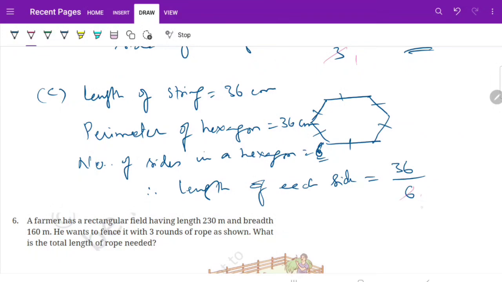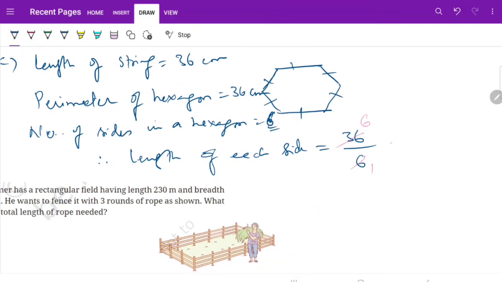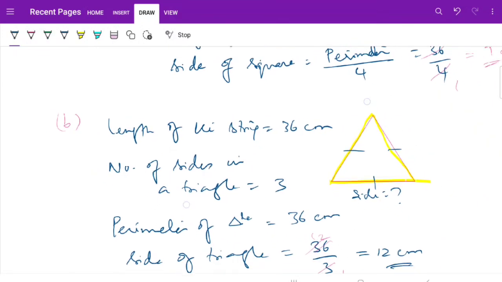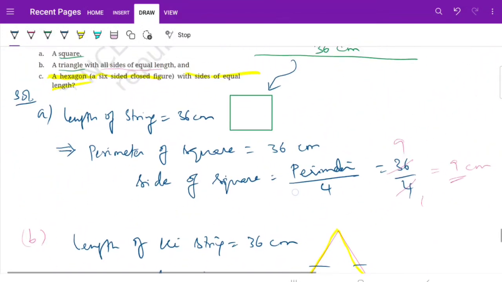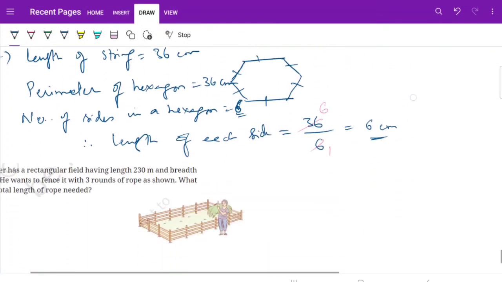Now what we have to do? 6 1 the 6, 6 the. So this is equal to 6 centimeter. So for the hexagon it is 6 centimeter. With this we have completed question number 5. Right. So you can take a note from here. If you have any doubts, mention in the comment section.